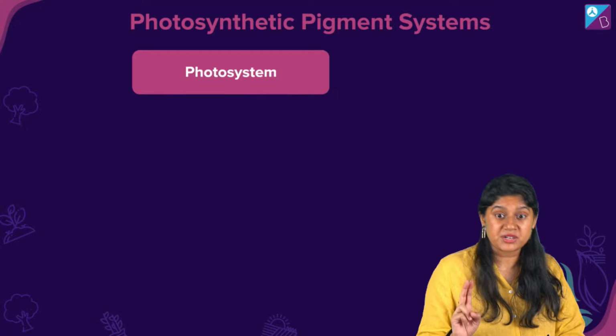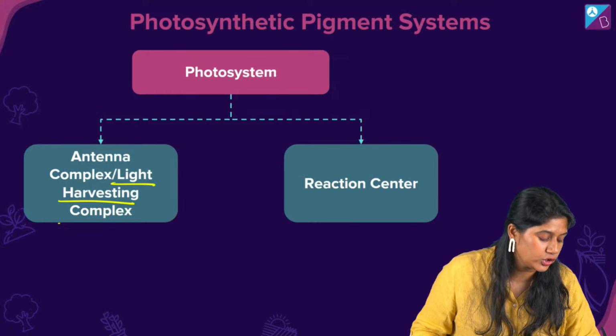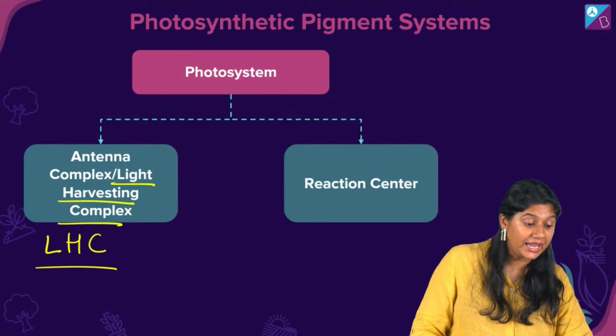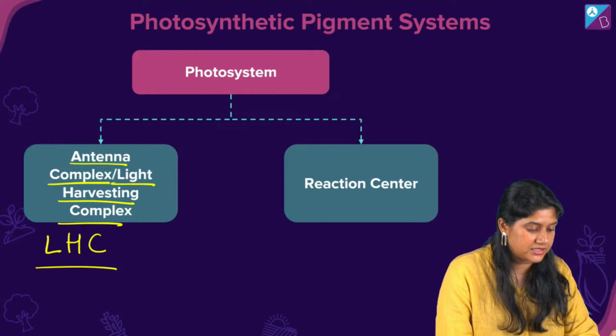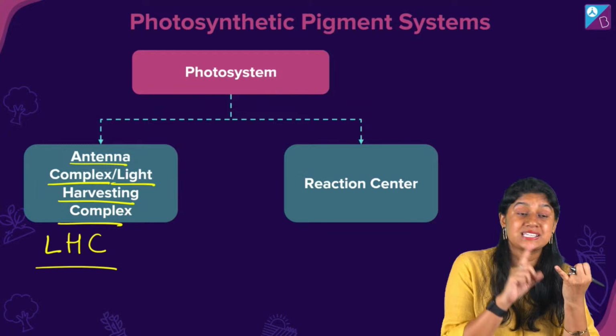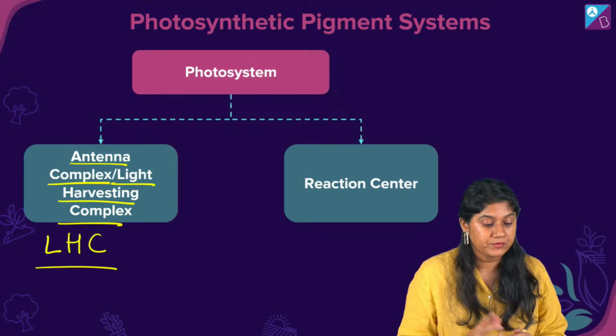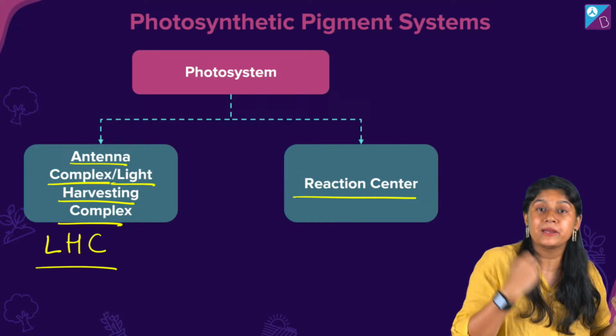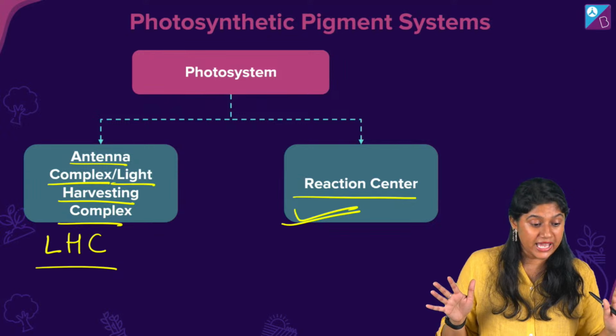In a photosystem, we have two important types. We have the light harvesting complex, LHC, also called the antenna complex, which has the accessory pigments like chlorophyll B, xanthophylls, and the carotenoids. And we have the reaction center, which is chlorophyll A, the chief pigment. Clear? Yes. So this is all about the photosystem.